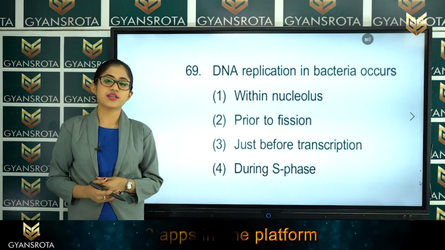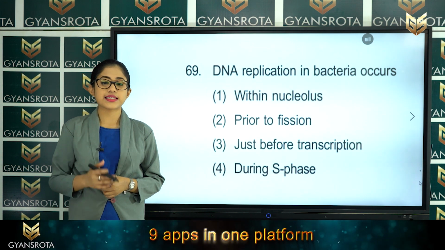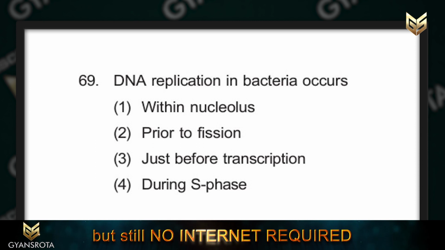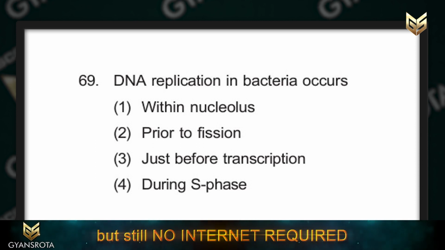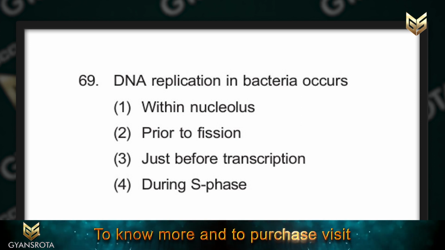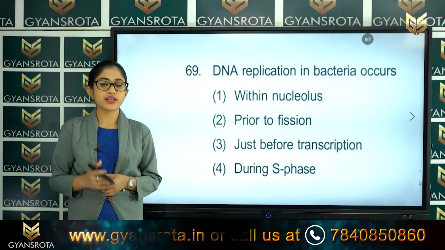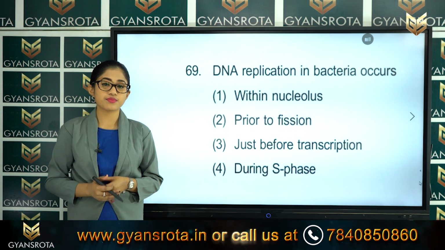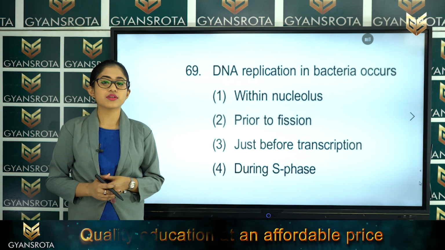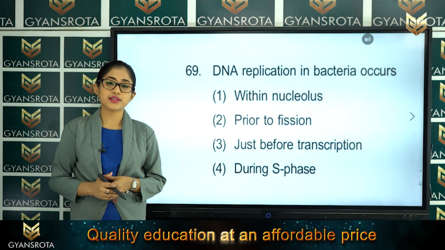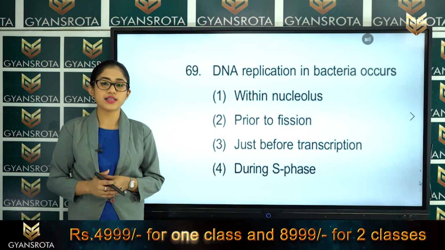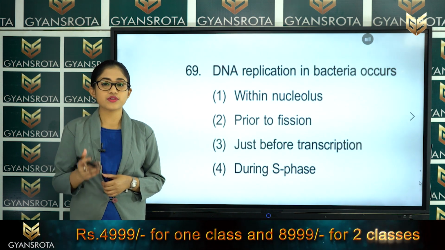Now, in the next question, as you can see here, question number 69. DNA replication in bacteria occurs within the nucleolus, prior to fission, just before transcription, or during S phase. So, we have generally discussed this DNA replication process in Molecular Basis of Inheritance. There we have discussed the replication process which takes place in both prokaryotes and eukaryotes. So, in the case of eukaryotes, it takes place in the sexual reproduction.